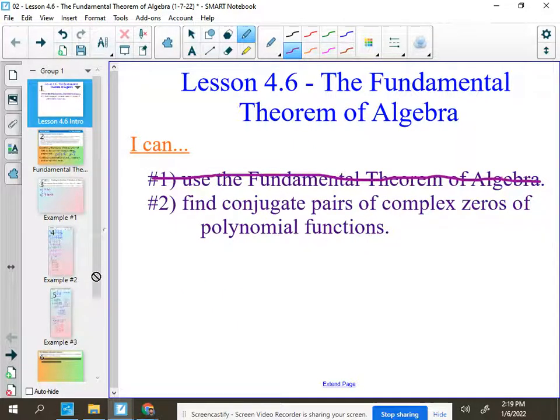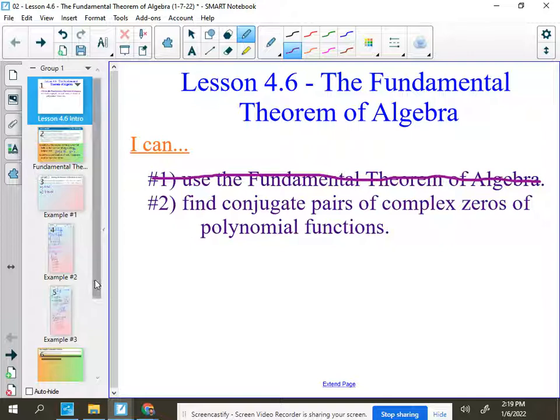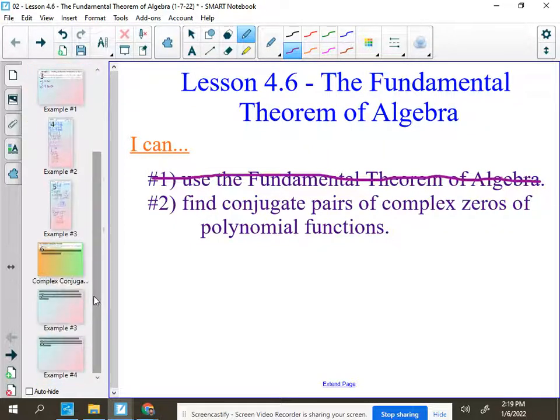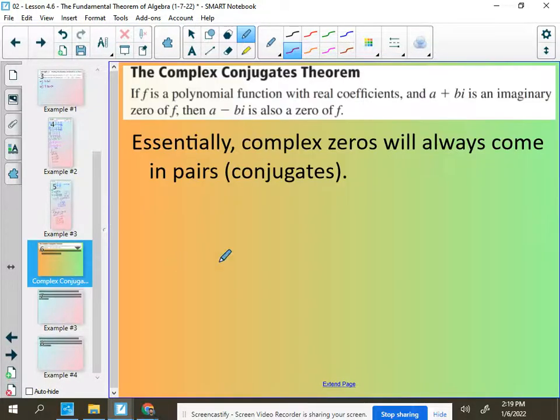We probably could get by calling this one lesson. I know in the textbook it's a separate lesson, but I'm trying to drag this down here. This should feel really familiar if you did 4.5 already. So this is the second part of the notes. It does have a fancy name, the complex conjugates theorem, but it works the same way as the irrational conjugates theorem, I can't remember the name of it, from the previous lesson.